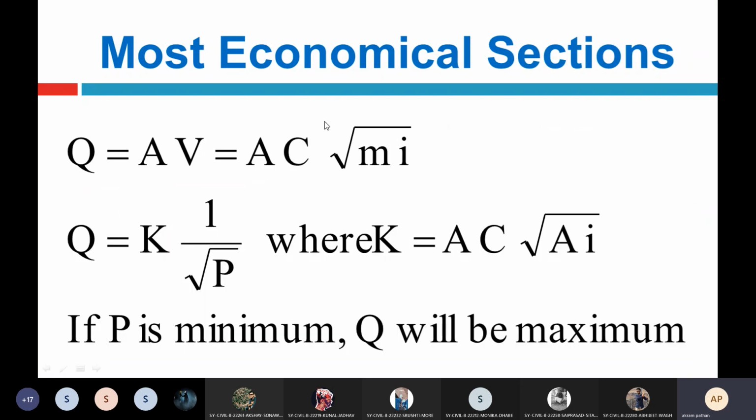And also we have derived one of the important derivations with respect to the most economical rectangular channel section. So Q is equal to AV. What is this Q? This is the discharge or the rate of flow, that is the area into velocity, and we can calculate the velocity with the help of Chezy's formula, C under root mi, where C is the Chezy's constant, and the value of Chezy's constant is nearly equal to 50, 55 or 60. It is given in the problem. M is the hydraulic mean depth, the ratio of area to the wetted perimeter. And I is the bed slope of the channel, which is also given in the problem.